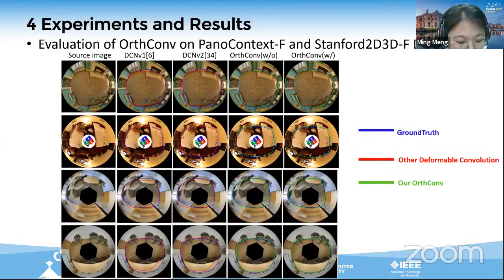We visually compare our layout estimation result by different convolution methods on Panel Context F and Stanford 2D 3DF dataset, as shown in the figure. Compared to DCNV1 and DCNV2, our network with OSCON can better handle the facial distortion caused by orthographic projection and produce high-quality layout results. Furthermore, qualitatively, our fine-tuned results with structured 3DF pre-training are significantly better than the results without pre-training, as shown in the last columns of the figure. This indicates the generalization capability and the efficiency of the proposed method.